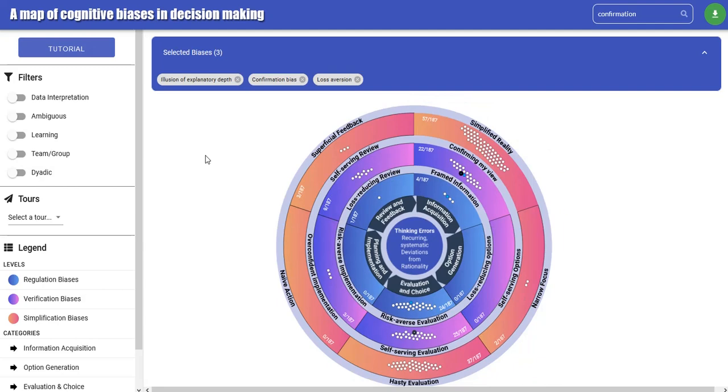Well, that's how this website works. I hope you can enjoy it. You can learn a lot about these 187 cognitive biases, about the 15 ideal types. I hope this helps you to improve your future decision-making process by identifying what may go wrong and give you ideas of what you can do to reduce the impact of these biases.